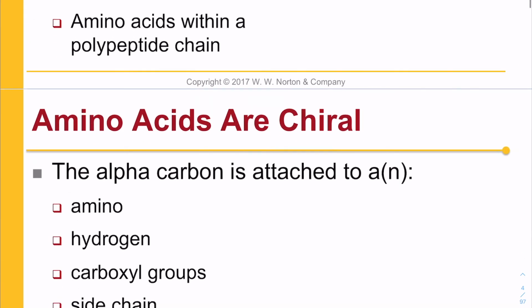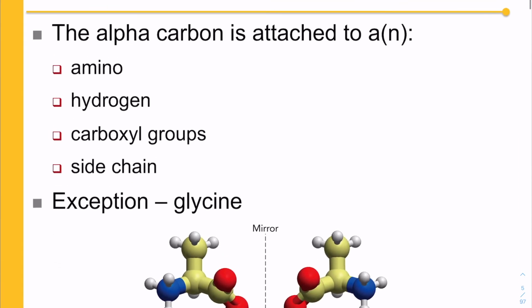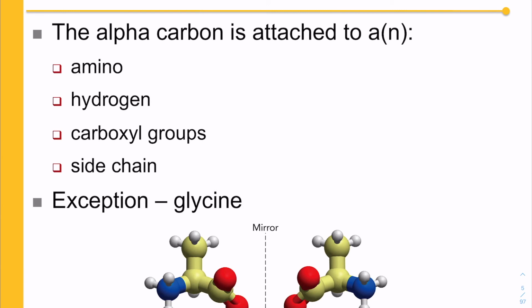And all amino acids are chiral. They have at least one chiral carbon. I'm sorry, not all amino acids. Almost all amino acids are chiral.